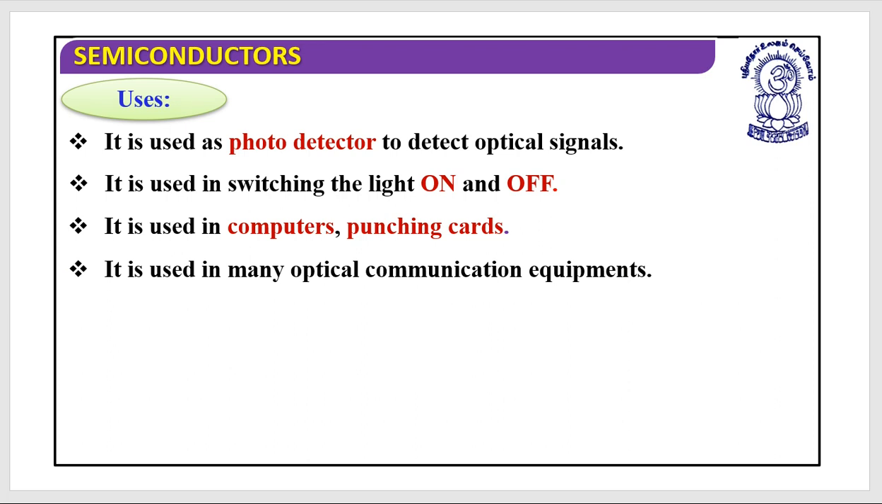Let's look at the uses of the photodiodes. It is used as a photodetector to detect the optical signals. It is used in switching the light on and off. It is used in computers, in punching cards, etc. It is used in many optical communication equipment. So it has a very wide range of applications where we are using the photodiodes.